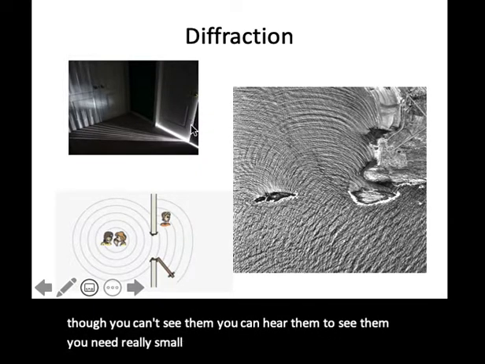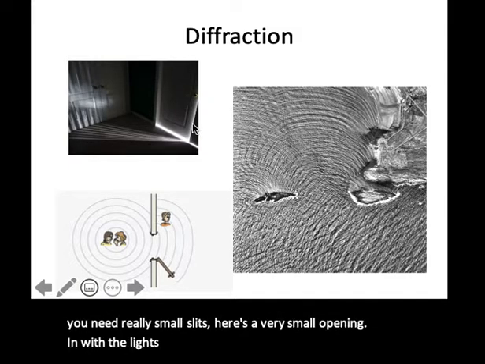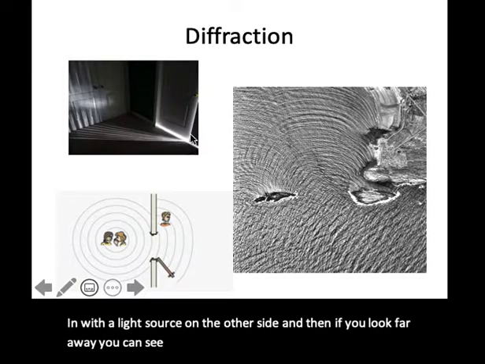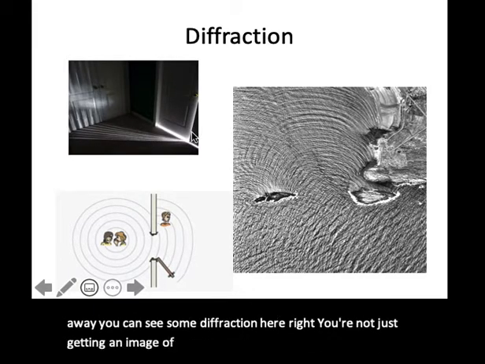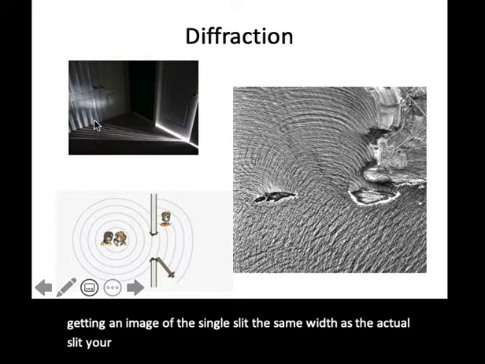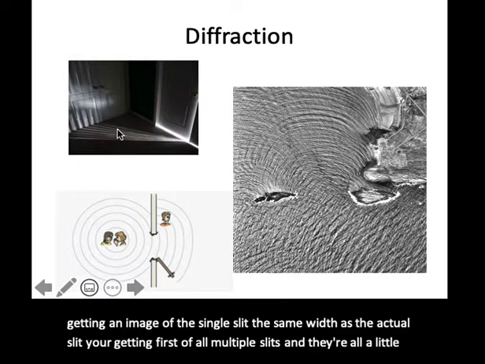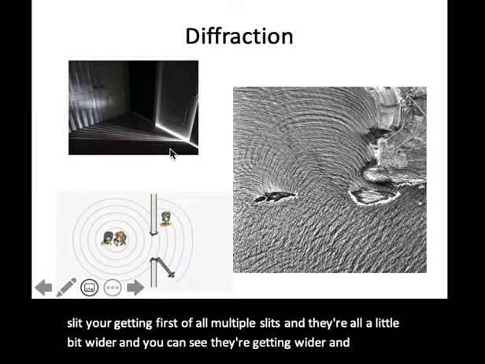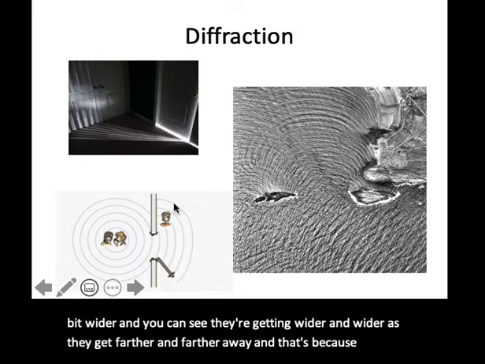Like here's a very small opening with a light source on the other side, and then if you look far away, you can see some diffraction here, right? You're not just getting an image of the single slit, the same width as the actual slit. You're getting, first of all, multiple slits, and they're all a little bit wider, and you can see they're getting wider and wider as they get farther and farther away, and that's because the light waves are spreading out also.